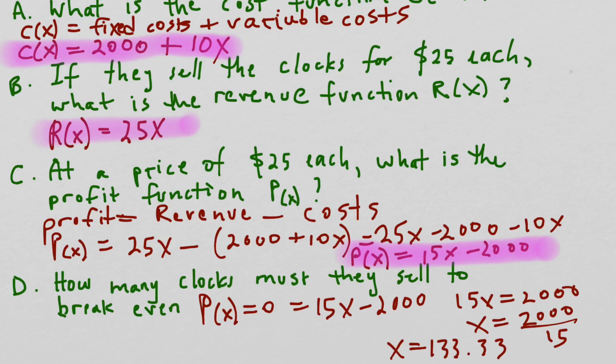Okay, so this is a number of clocks, and you wouldn't sell a partial clock, so technically it would be 134 clocks it would take to break even. But you'll notice, if you try to enter 133 or 134, it might not like that too much, this online software. So just round to the hundredths place in such a problem, and it'll likely accept that.